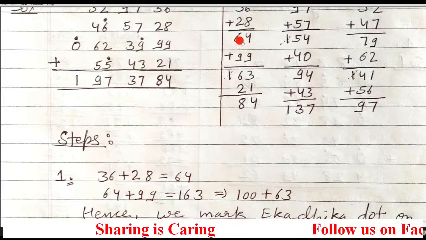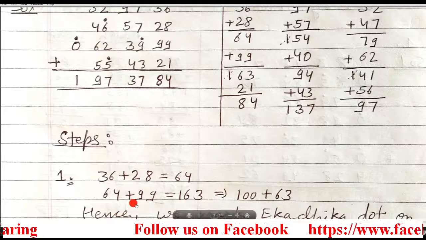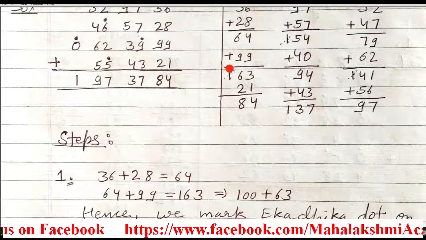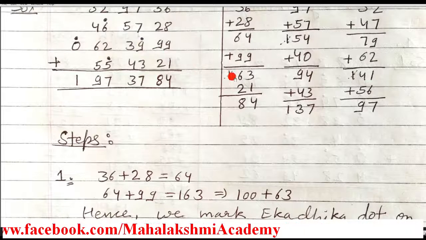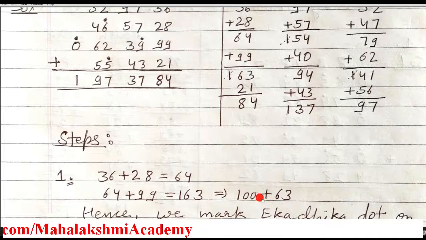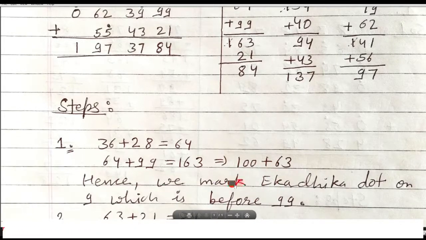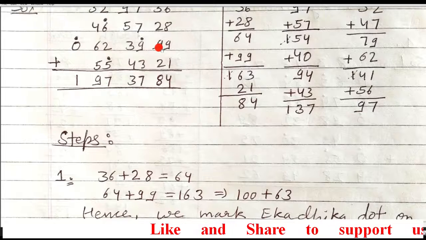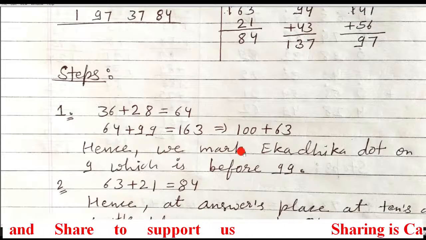Then what we have done next, 64 plus 99 is 163. But here what we have done, this one we cancelled, and here we put the ekadika dot. Why? Because this 163 we can write as 100 plus 63. So hence we mark the ekadika dot on 9 which is before 99. That step just write down in your own language.